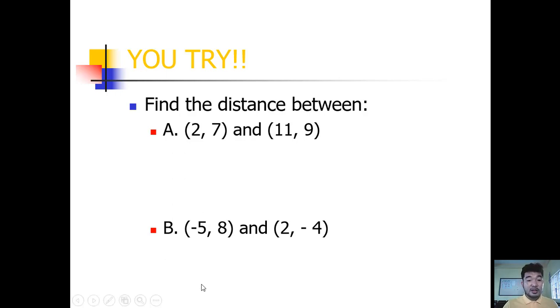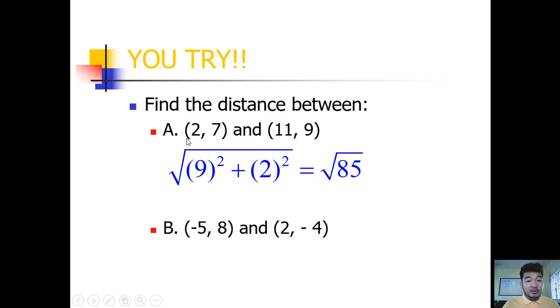So what we have to do is to apply the formula. So you will have D is equal to the square root of x sub 2 minus x sub 1. So what is your x sub 2? 11 minus 2. Saan nanggaling yung 9? The difference of 11 and 2. 11 minus 2 is 9 squared. Then 9 minus 7 is 2 squared.